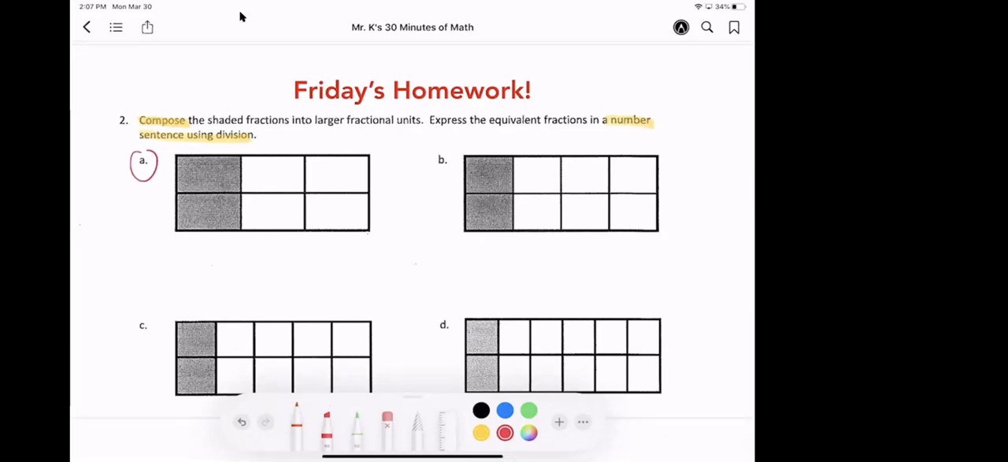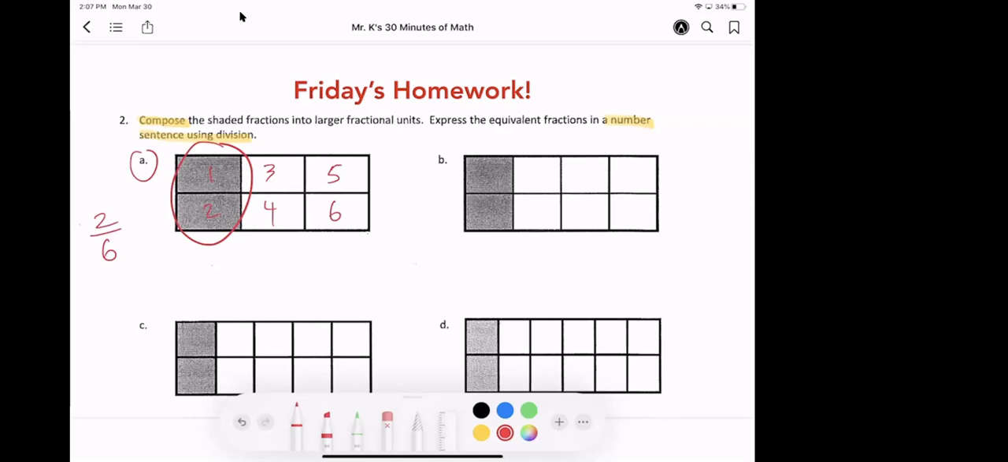So how many equal pieces do we have? 1, 2, 3, 4, 5, 6. And how many of them are shaded? 2. So right now we have 2/6. And we want to compose the shaded fraction into a larger fractional unit. So right now our unit is 1/6 or sixths, and we want to compose it into a larger unit.